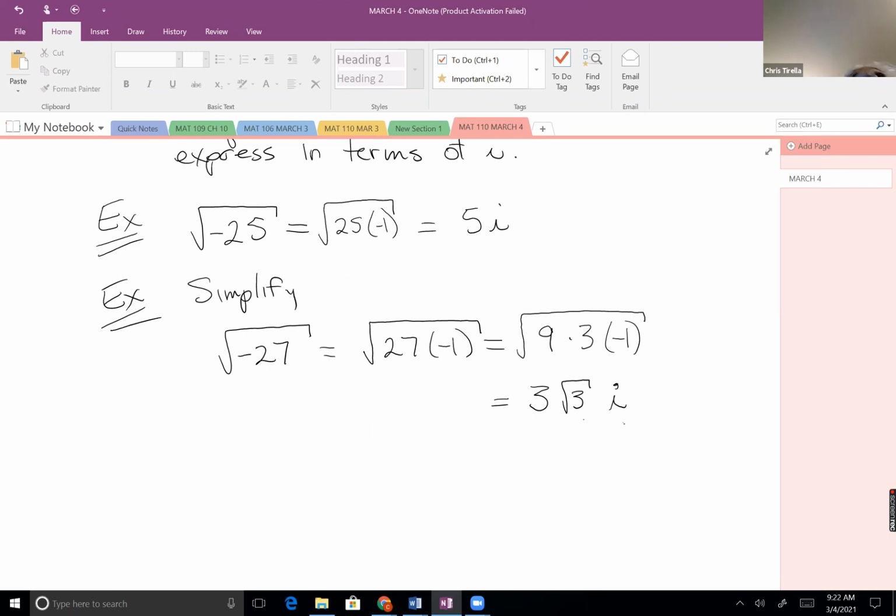This idea of taking the square root of a negative, all right. Any questions so far? No, that seems all right.